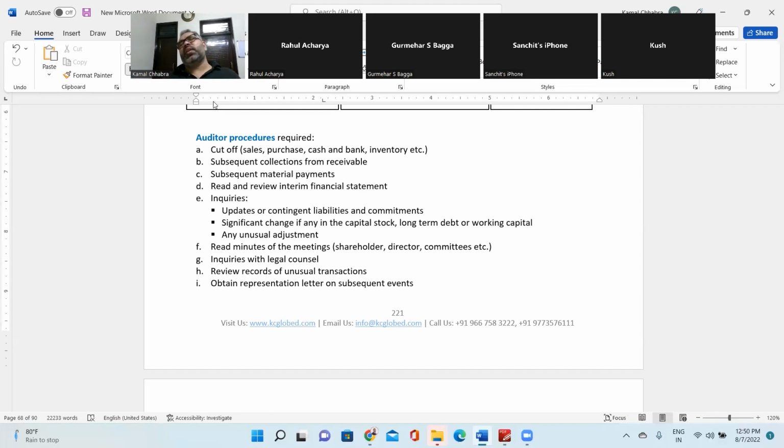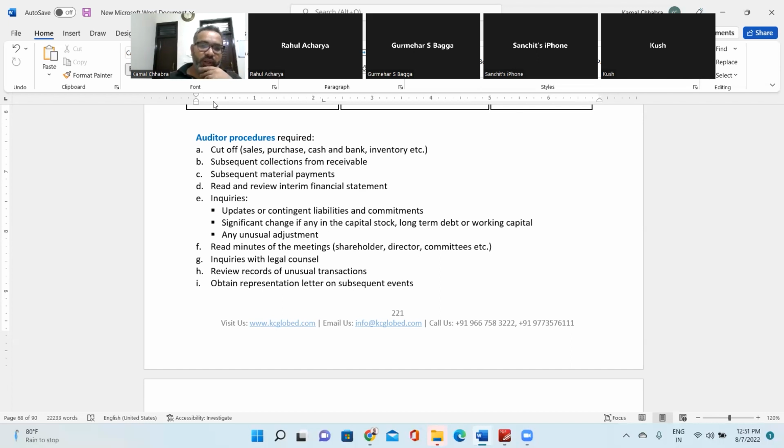So in that scenario, there might be a possibility that for a private company you might be doing the audit in the month of April or May for the year end December. So they may have an interim financial statement for quarter one. So you need to review it to understand if there is any subsequent event which has been considered in the Q1, right? And then you will be reviewing the minutes of the meetings for the subsequent period for the board of directors, shareholders, or any other committees of the directors. You will be performing inquiry with the management about contingent liabilities and commitments, significant changes in capital stock, long-term debts, working capital, or any unusual adjustment they have made in the subsequent period.